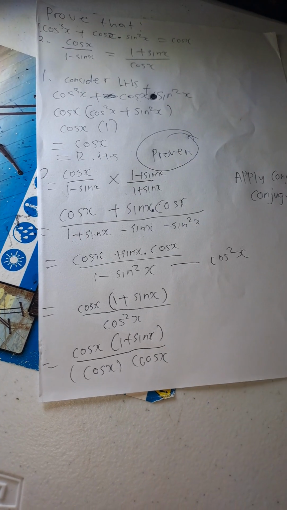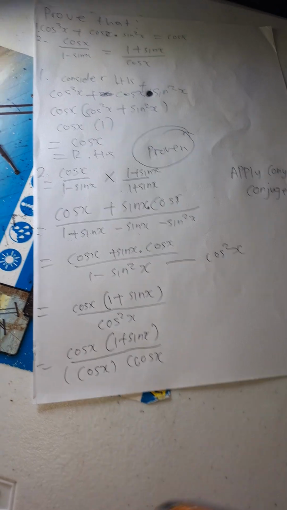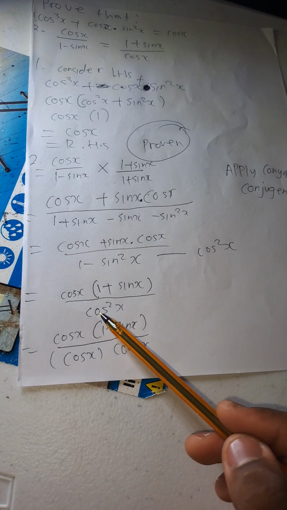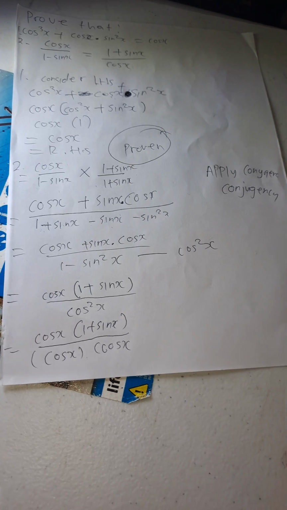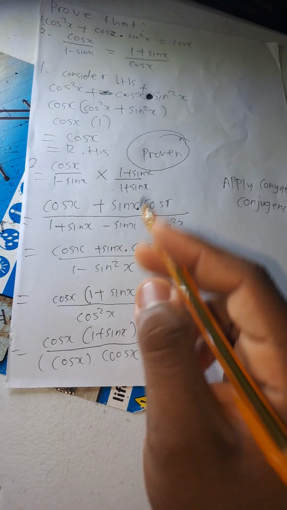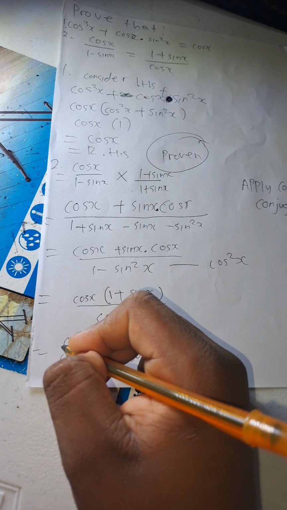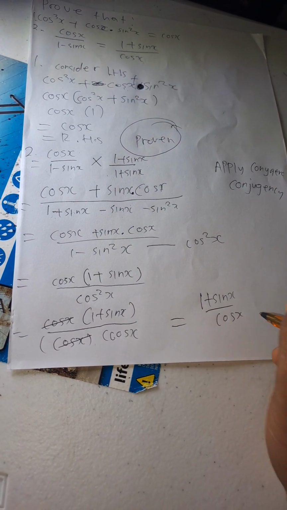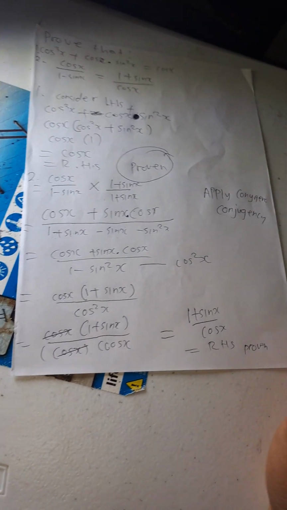But remember, when they say prove that this one equals that one, you have to maintain your numerator and denominator, because the original denominator was cos x. Since it is cos squared x, I have to do it like this so that I can follow my proof. And then I have 1 plus sine x, it is there, and then I have to get rid of the cos x. So it's this one and that one. Then I'm left with 1 plus sine x over cos x, which is the right hand side. Proven. You see, we are done.